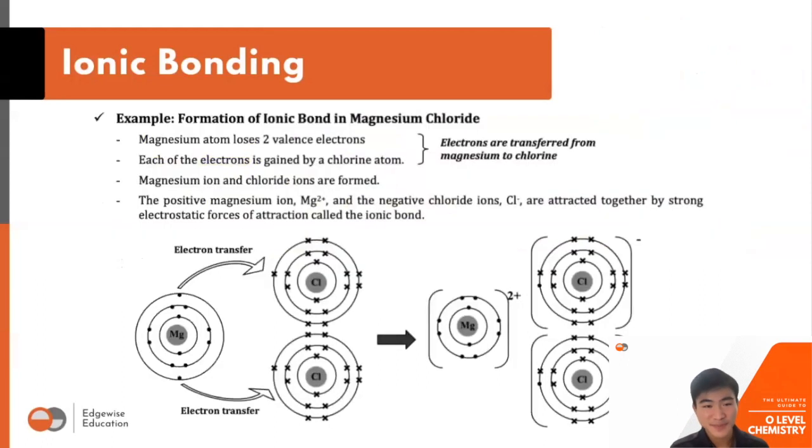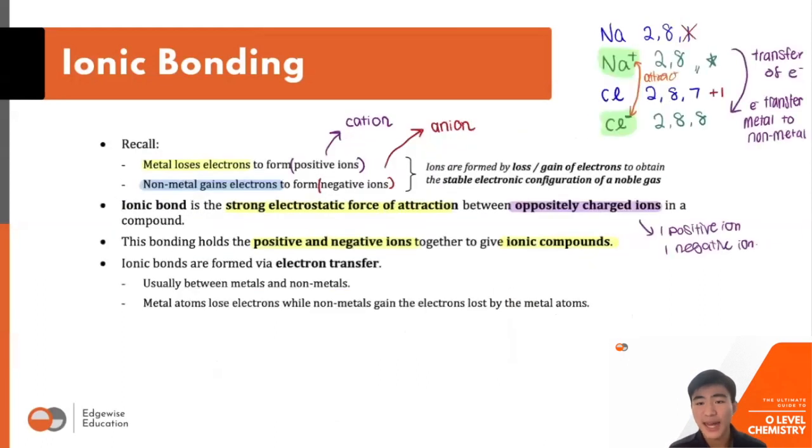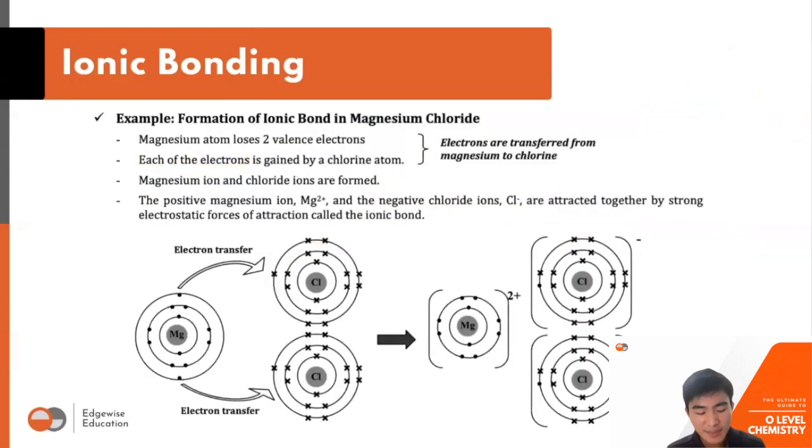Okay, let's move on. Now, I'm going to use this example. Just now I used the example of what? NaCl, right? I'm going to use this example now of magnesium chloride to show you the formation of ionic bond. Okay, now first off, magnesium atom. Let's look at the magnesium atom over here. Now, the magnesium atom has two valence electrons. Okay, got two valence electrons over here.